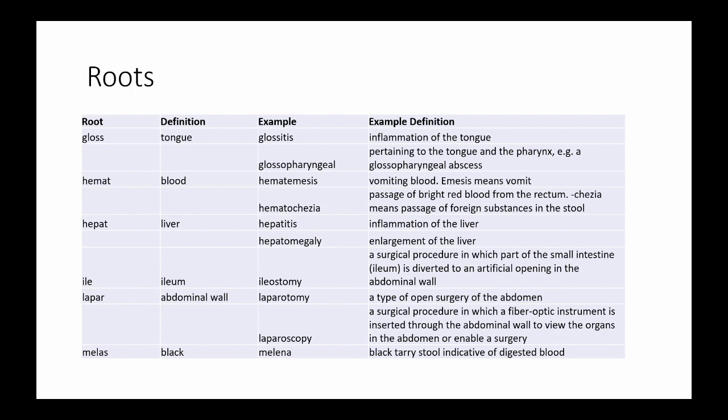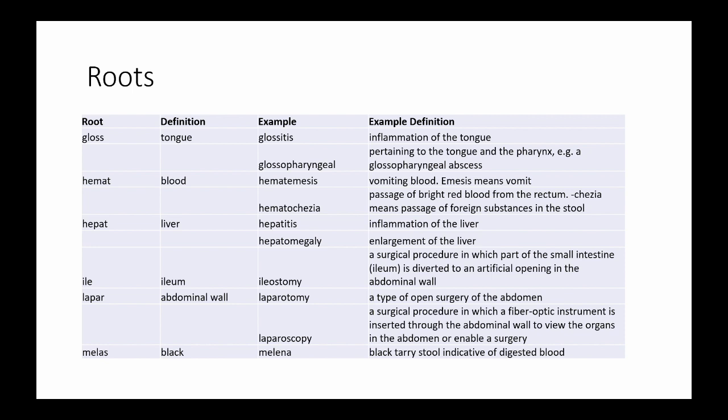Hemat means blood. Hematemesis is vomiting blood. The root emesis means vomit, and is also used as a standalone word. Hematochezia is passage of bright red blood from the rectum. Chezia means passage of foreign substances in the stool. Hepat means liver. Hepatitis is inflammation of the liver, while hepatomegaly is enlargement of the liver.